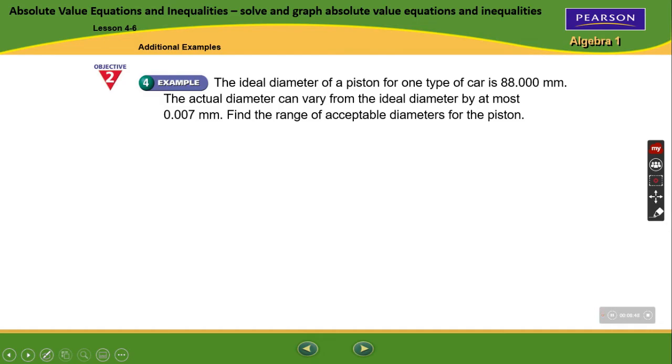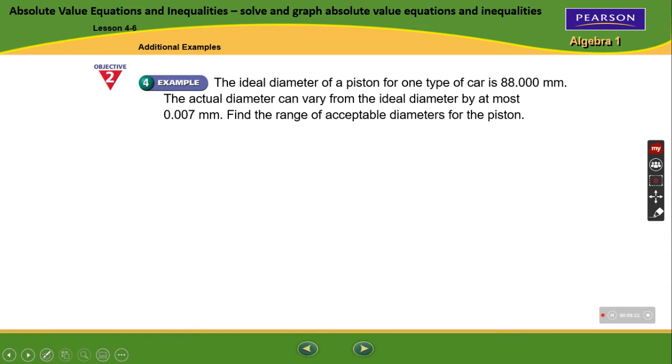So when you do a problem like this, and this is actually a really important type of problem, this involves the idea of tolerance. Tolerance in math is basically an error limit. So it's saying you can be off by this much in either direction. And in this problem, the tolerance is 0.007 millimeters. They're saying that when they build this piston, they're aiming for 88 millimeters, but it can be off by 0.007 on either side. And if it's off by more than that, then they have to reject it because it will make the engine part fail.